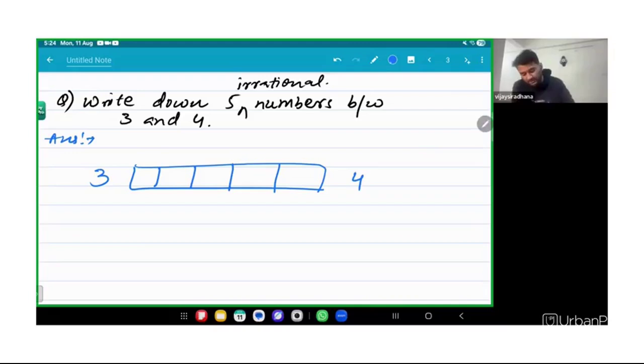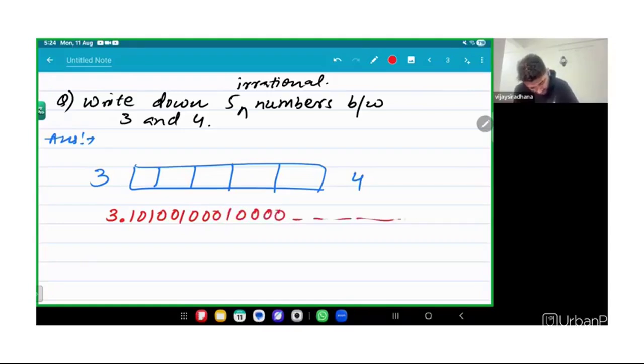So if I write the 5 numbers, it can be anything. You can also solve this. So it can be anything. What can you do? This might be 3.10100100010000, and so on. This is something which is bigger than 3 but less than 4.